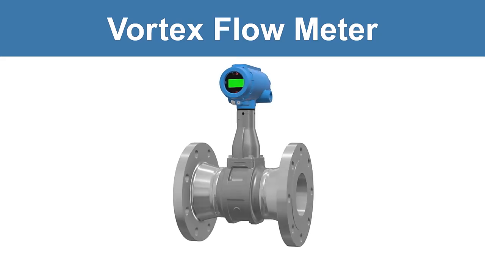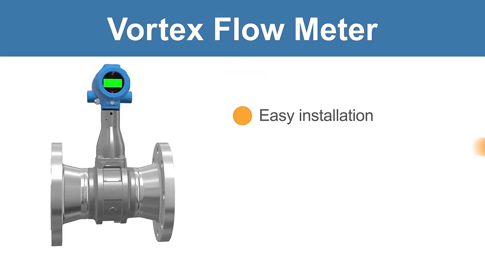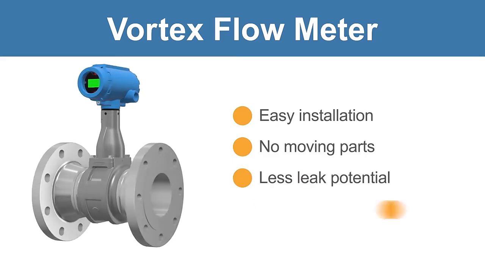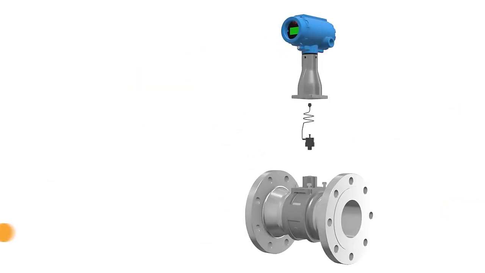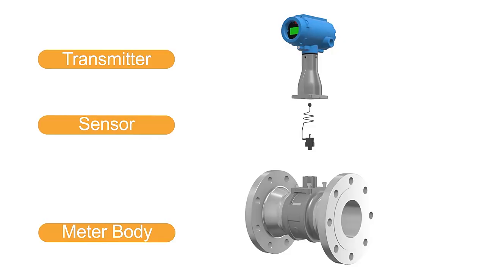Vortex meters offer many advantages for flow measurement, including easy installation without impulse lines, no moving parts to maintain or repair, less leak potential, and a wide flow turndown range.